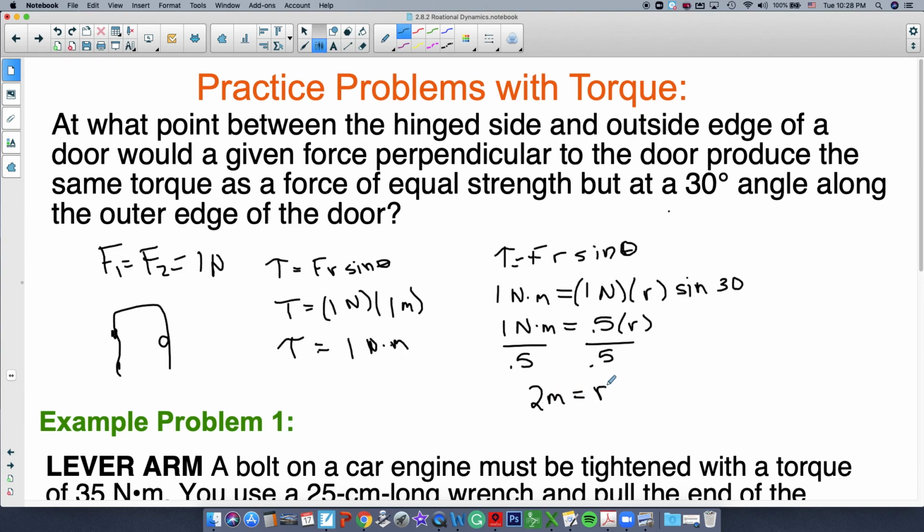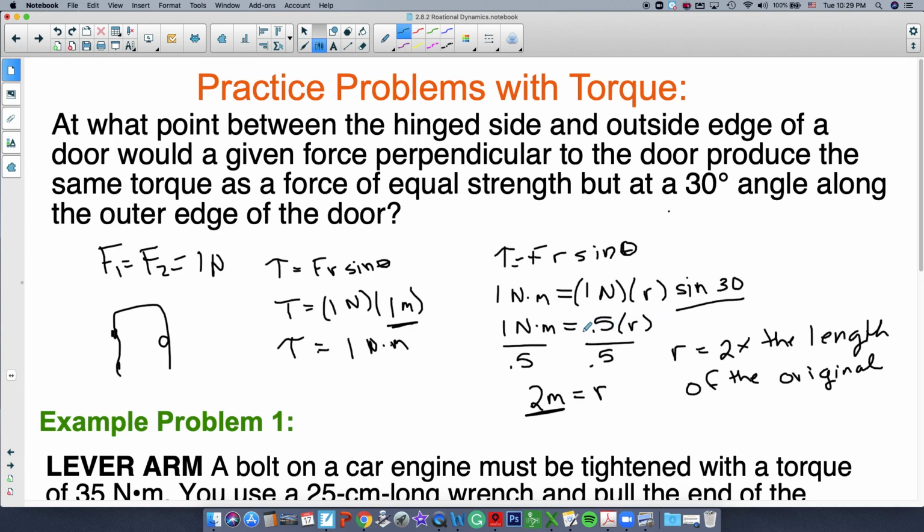So that would be 2 meters for this one. So let's compare the two. Our original torque was 1 meter. We're pushing at a 30-degree angle, and we have to be out at 2 meters. So my answer would be R is going to be 2 times the length of the original. So I'd have to push at a force twice the original, or push twice as far from the axis of rotation if I were using that 30-degree angle.